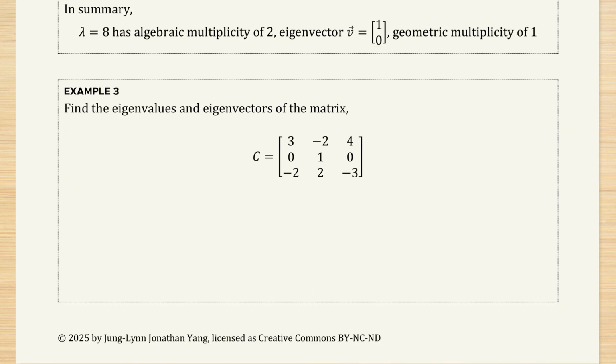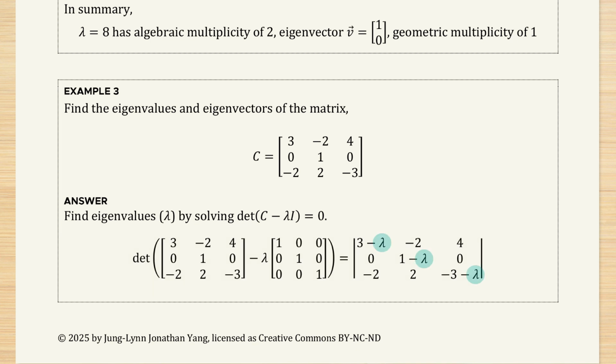Let's do a more challenging example with a 3x3 matrix. Find the eigenvalues and eigenvectors of the matrix C. Find eigenvalues by solving the characteristic equation. Subtract lambda from the main diagonal of matrix C, and take the determinant.